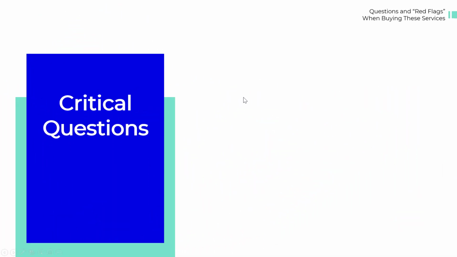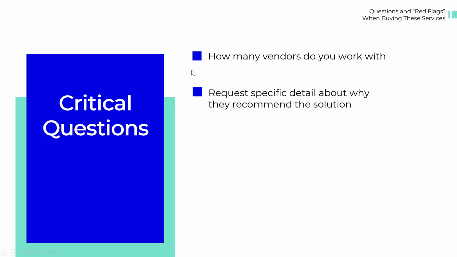Okay, so these are questions that you really should ask. How many vendors do you work with? When talking to a provider, if they only work with one or two, that should be a concern. I'll explain that a little bit further. Always get the detail about why they recommend a particular solution. One of the red flags that does come up a lot is an IT company recommending a solution or a particular brand without asking any questions about your requirements and what you're looking to achieve. That's generally a pretty obvious sign that this is not a real specialization for them.